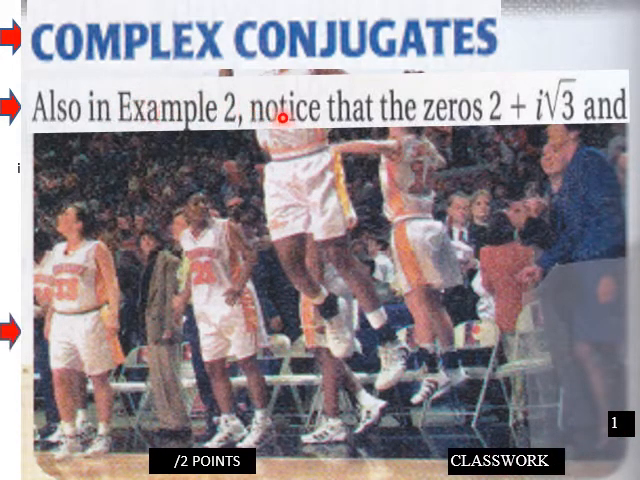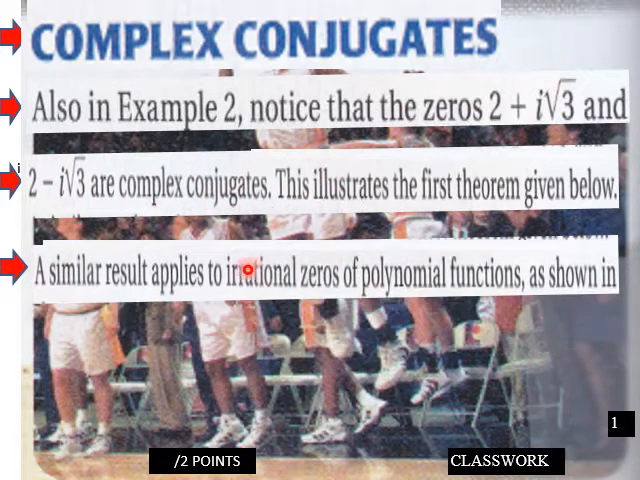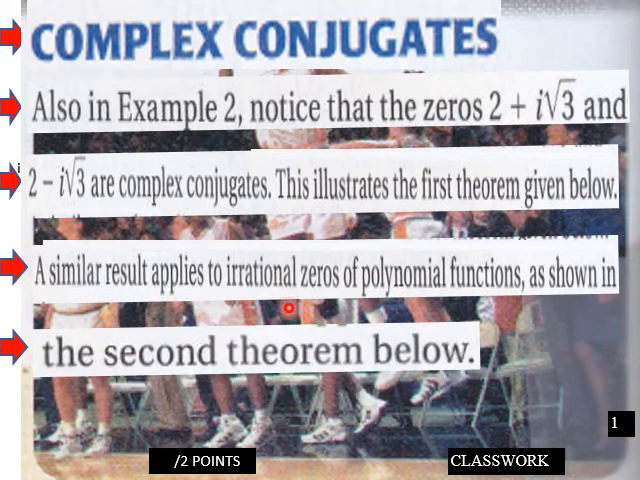Also, in example 2, notice that the zero is 2. And this you would get from your previous classwork sheet. If you don't know what's going on here, it's because you don't have part 1. So I'm just saying, the zeros 2 plus i times square root of 3 and 2 minus i times square root of 3 are complex conjugates. This illustrates the first theorem given below. A similar result applies to irrational zeros of polynomial functions as shown in the second theorem below. This is classwork sheet page 1.